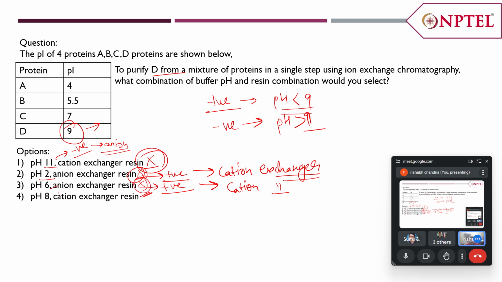The last option, in which pH is 8, that is less than 9. So here the protein is positively charged, and it will require cation exchanger resin for the protein to elute out. Okay, so the correct answer is option number 4.